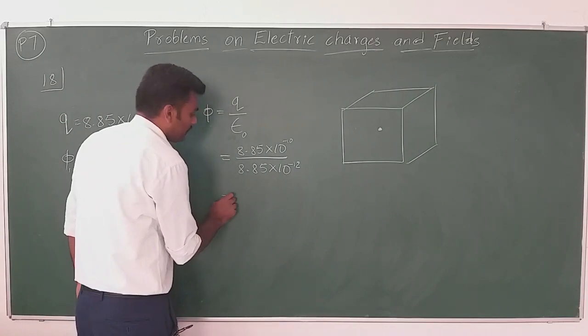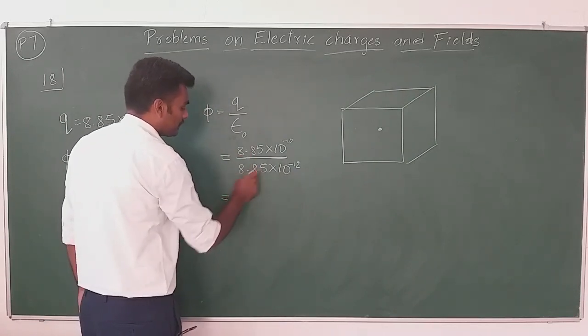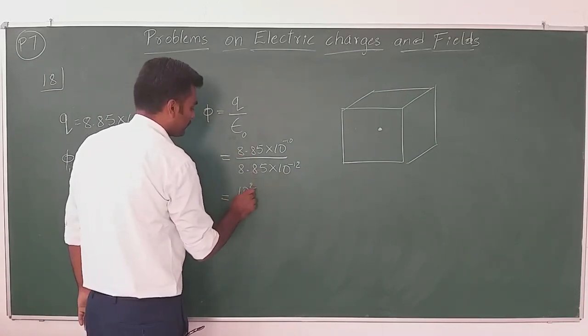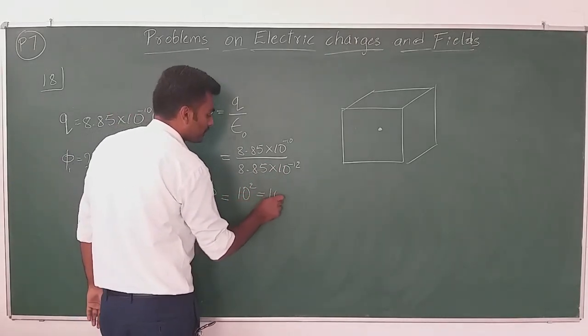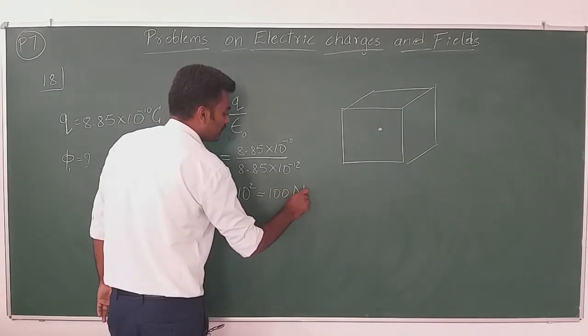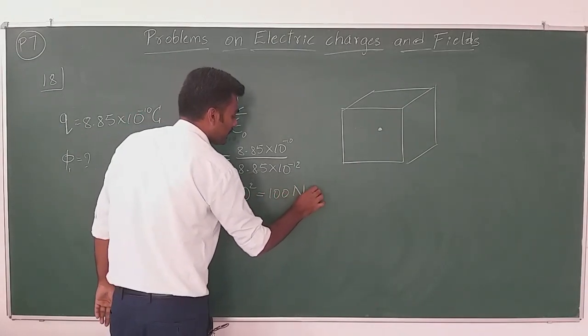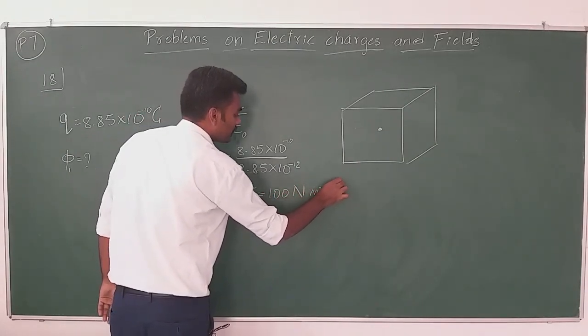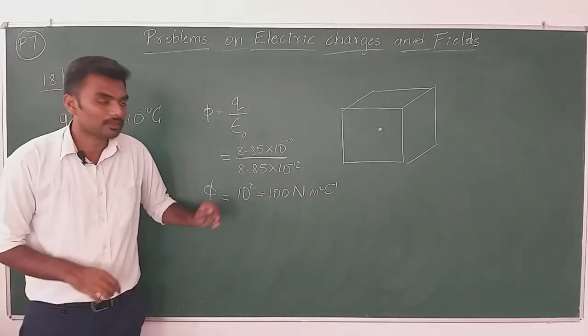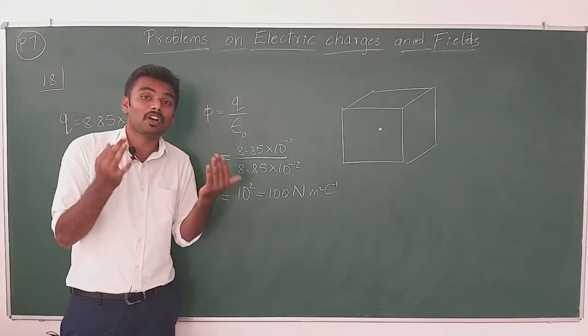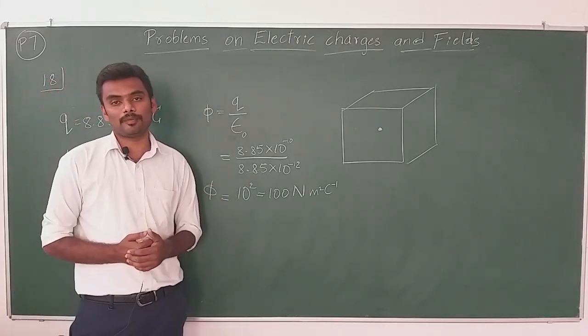After simplifying them, they will get cancelled. It's only 10 to the power of 2 left. So phi is equal to 10 to the power of 2, which is equal to 100 Newton meter squared per coulomb. So this is the total flux experienced by all the 6 faces put together.